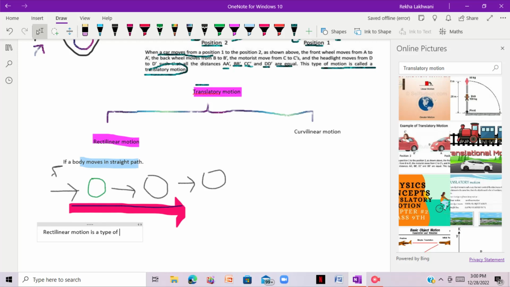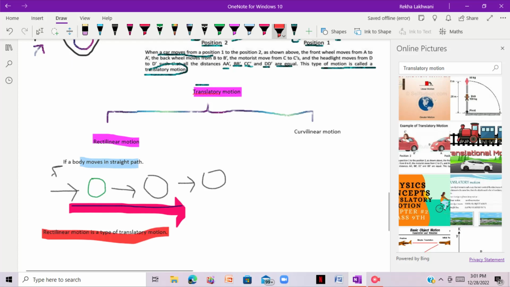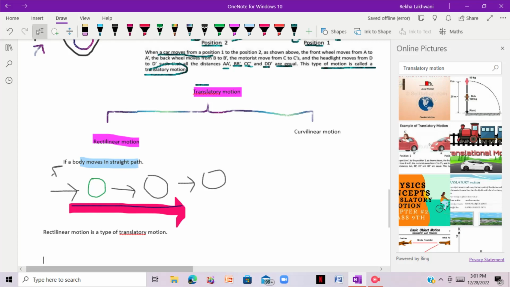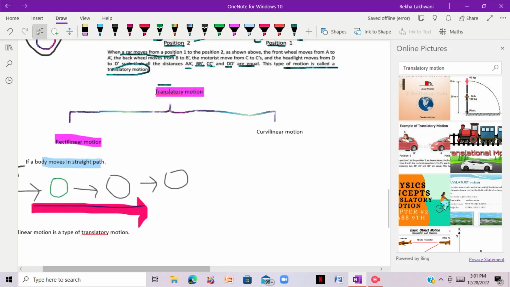Okay, so we have another one now. Let's come to another motion, which is known as curvilinear motion. What happens in this? If a body moves in a curve, that is known as curvilinear motion. The body moves in a curve. For example, this is a ball and it is just moving like this, in a curve.